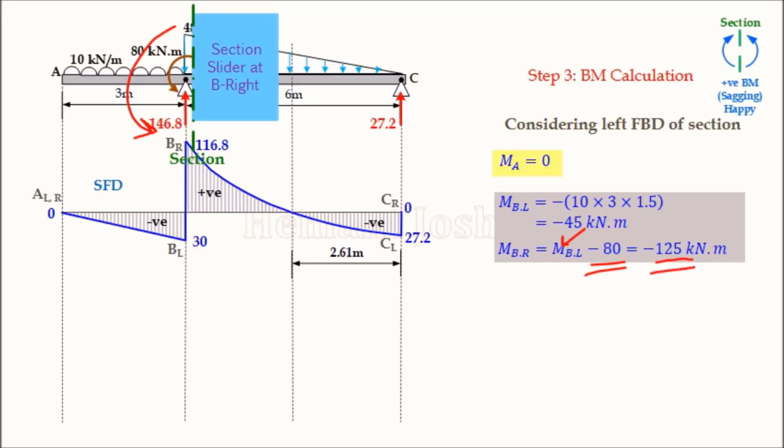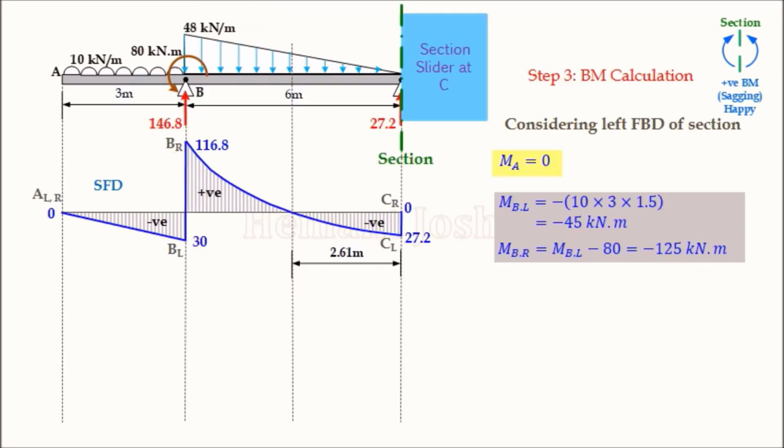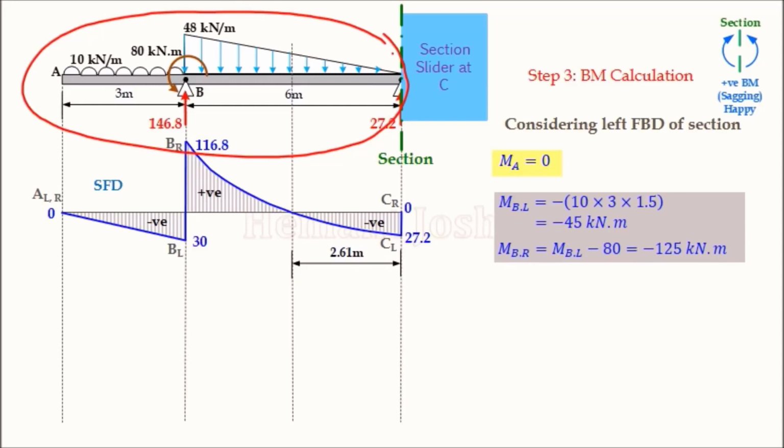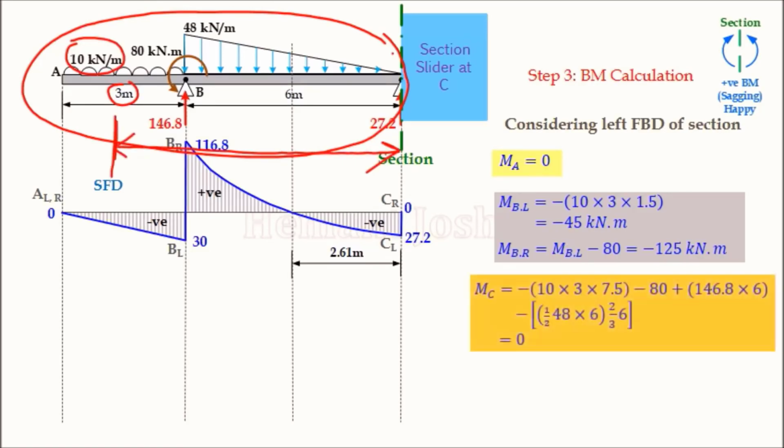The answer is 125. And the last point is our C point. Exactly at C, considering this entire portion. So taking moment, intensity 10, distance is 3, and I need the distance like this to take the moment. So 10 into 3 is the total load. From the section it will act at 7.5 meter and it will create a hogging type moment. So it is negative. First part is over.